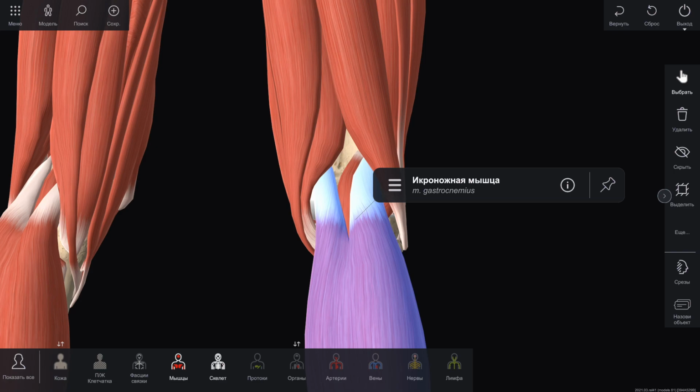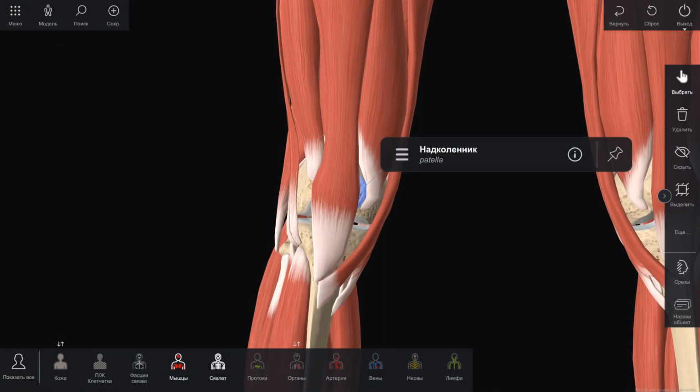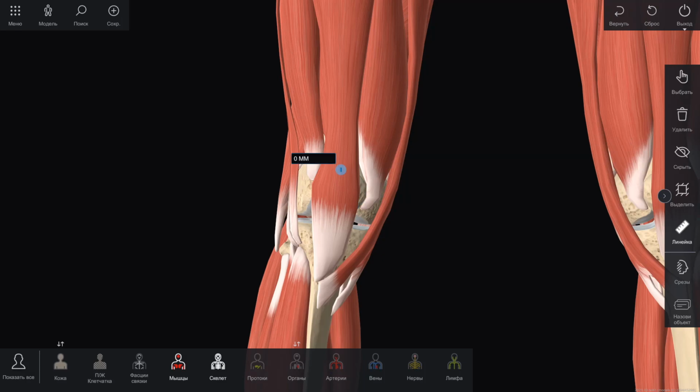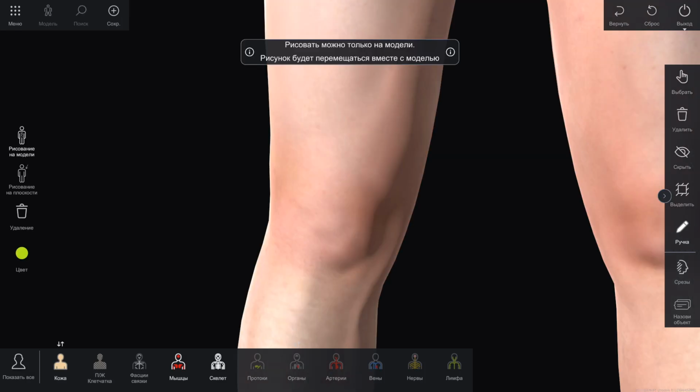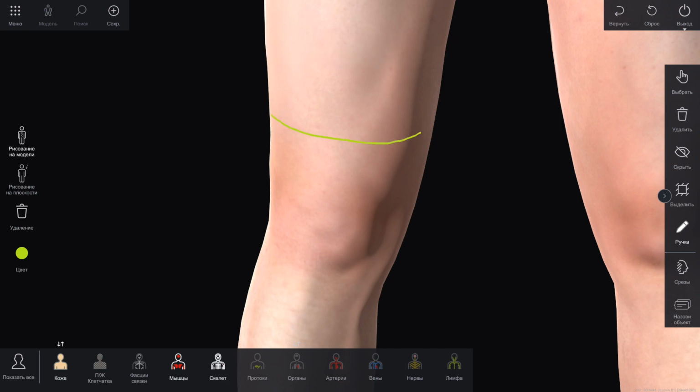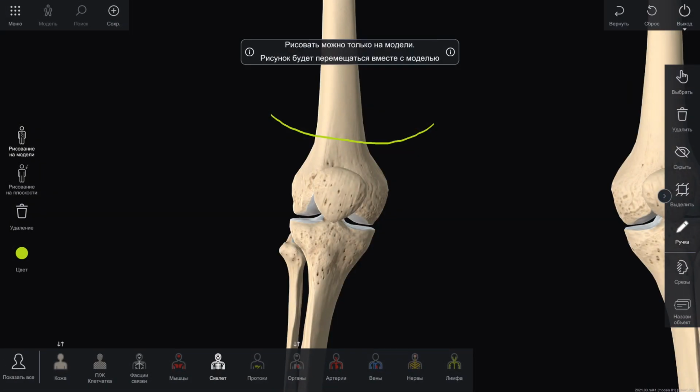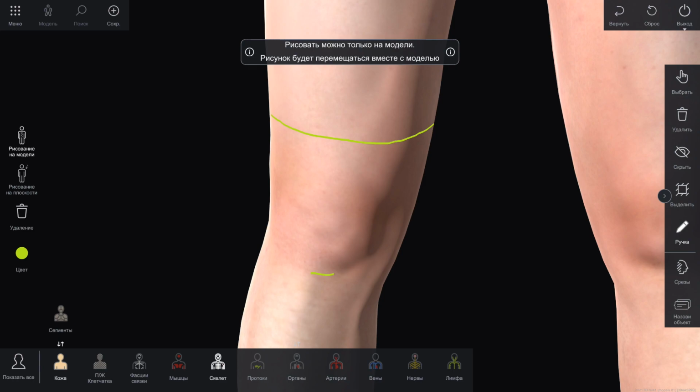Now we will discuss the boundary. The upper boundary of this area is a circular line drawn about 6 cm above the kneecap. And the lower boundary is a line drawn along the bony prominence of the shin bone, the tibia.